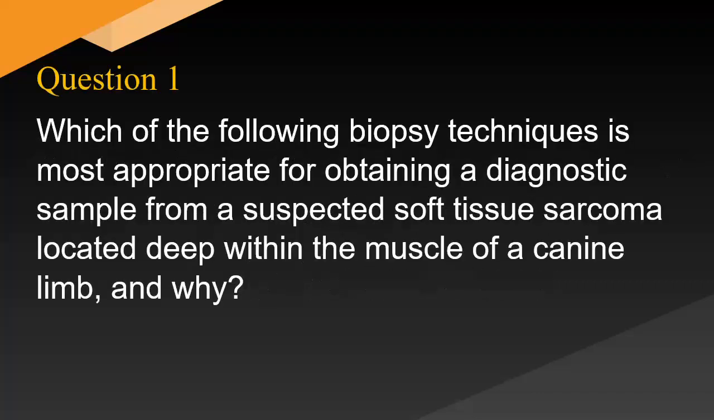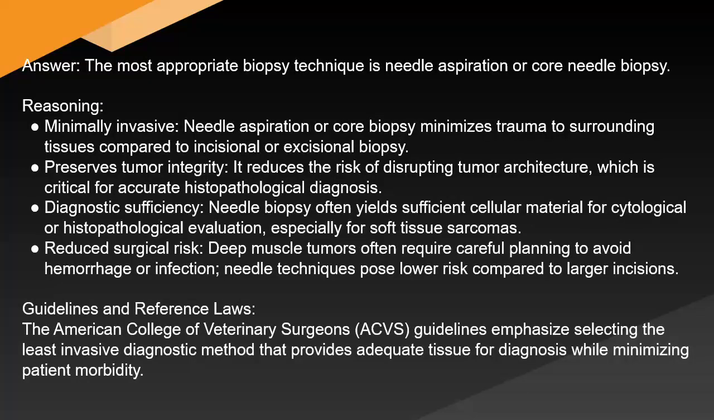Which of the following biopsy techniques is most appropriate for obtaining a diagnostic sample from a suspected soft tissue sarcoma located deep within the muscle of a canine limb, and why? Answer: the most appropriate biopsy technique is needle aspiration or core needle biopsy.